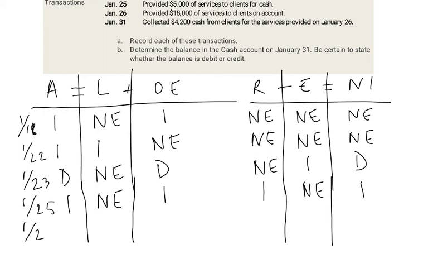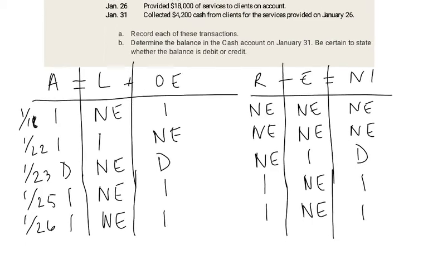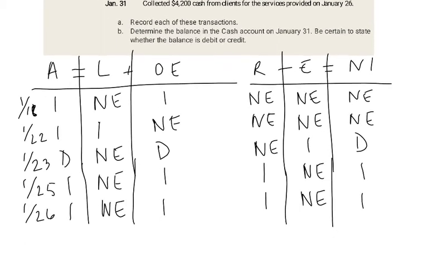Let's look at January 26th. Provided $18,000 of services to clients on account. So even though we have not received cash for this income, we're still going to recognize it. We're just going to do it in the form of accounts receivable. So we increase our assets. We didn't incur any liabilities, and therefore our owner's equity increased. Revenue or income is going to be increased. We didn't do anything to expenses, and therefore net income increases as well. So let's move to January 31st.